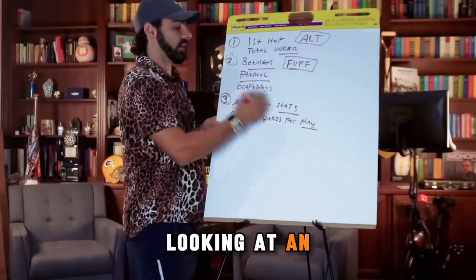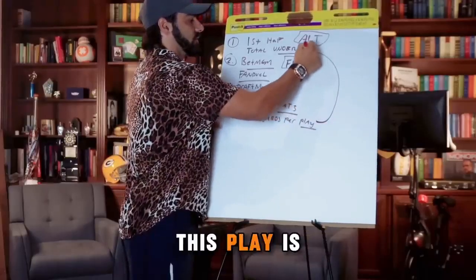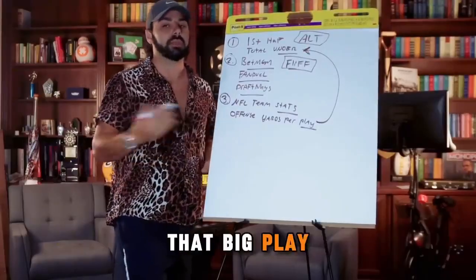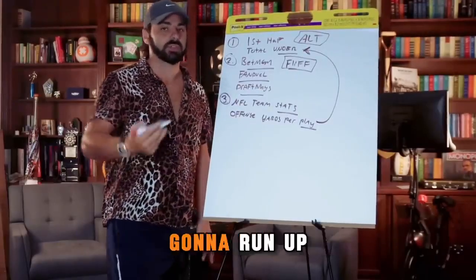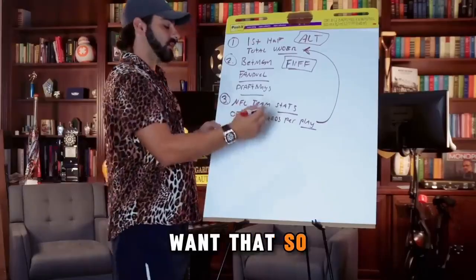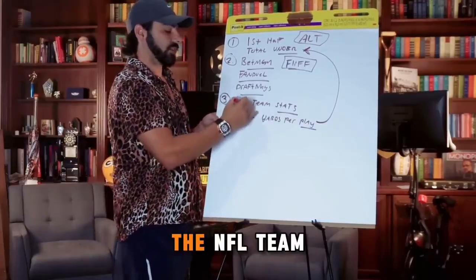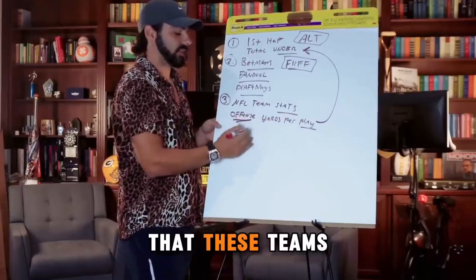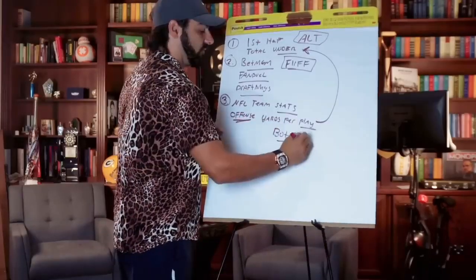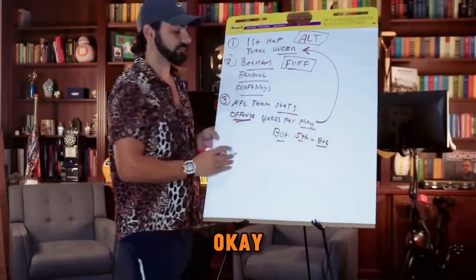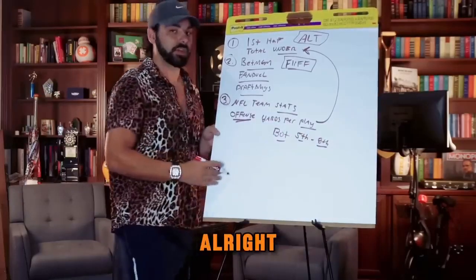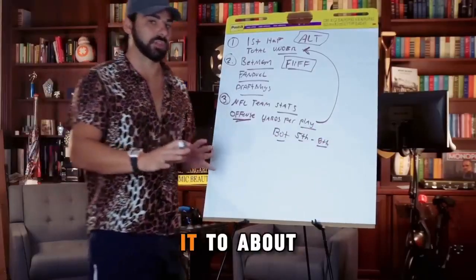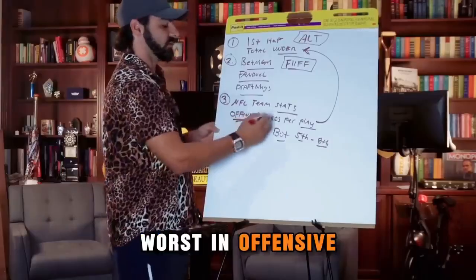So when we're looking at an under, because that's what this play is going to be, we obviously don't want a team that has that big play potential, because that's what's going to run up the score. So what you want to do is make sure that for the NFL team stats, the yards per play on offense, these teams rank in the bottom 5th to 8th, meaning all the way from the worst down to pretty much the 8th. You could stretch it to about the 8th worst in offensive yards per play.